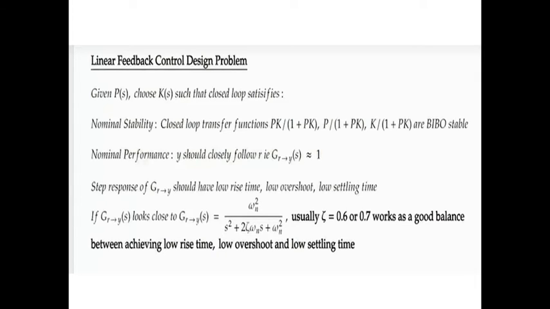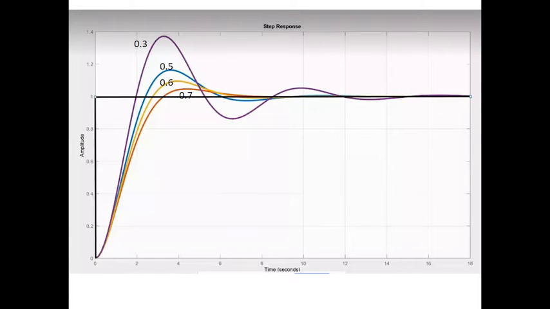So first is reference tracking. We need to make sure that our output tracks the reference, and hence in terms of step response, the mapping should have low overshoot, low settling time, and low rise time. We had seen the case of a second order system, and we had seen the result that a choice of zeta between 0.6 to 0.7 acts as a good balance. We'll see that through these curves.